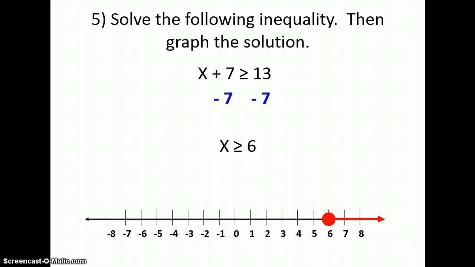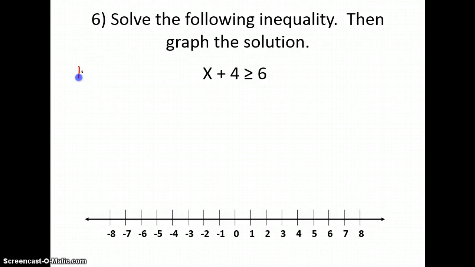Let's look at one last example. In this problem, I have addition, so I need to do subtraction. I'm going to subtract 4 from both sides, and that leaves me with x is greater than or equal to 2. Now I need to graph this. I put a circle at the 2 and ask myself, can x be 2? And the answer is yes, because it's greater than or equal. So it can equal 2.